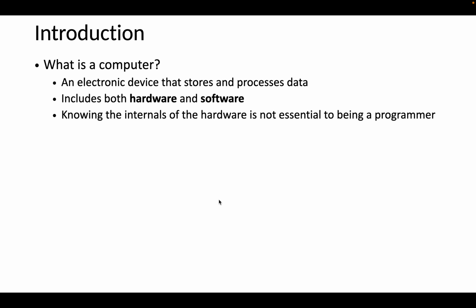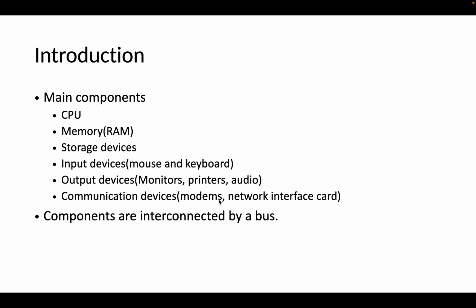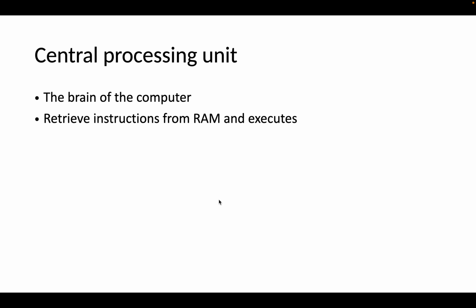internals of a computer work. So what are the components of a computer? A computer has a central processing unit, memory, storage devices, input devices, output devices, and communication devices. And all these components are connected through a bus. A bus is just a fancy name for the circuit that connects the components. So when we say central processing unit, you have to know that it is the brain of the computer, where most or all of the activities are executed.